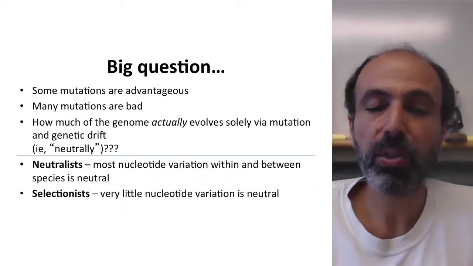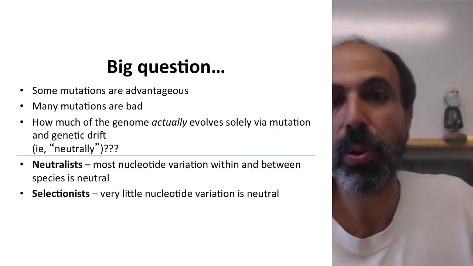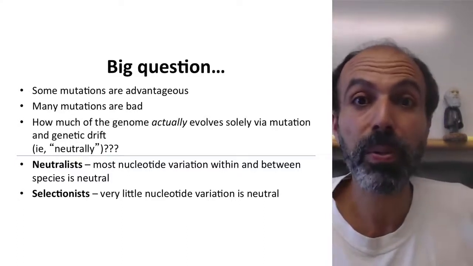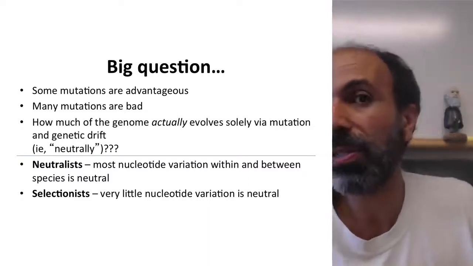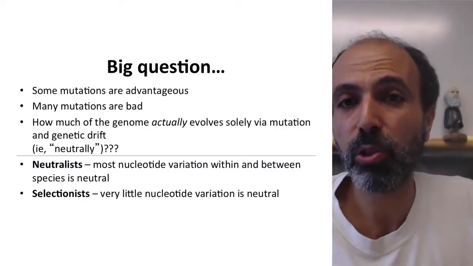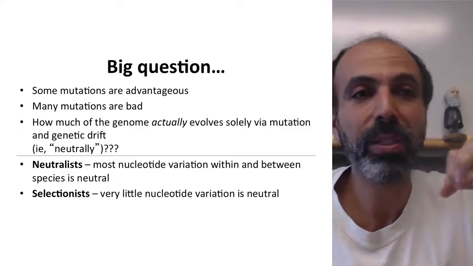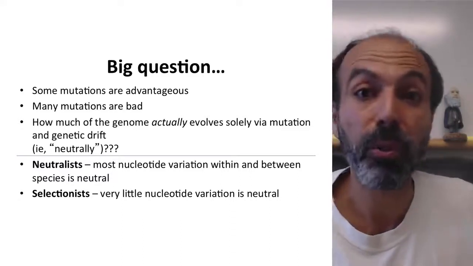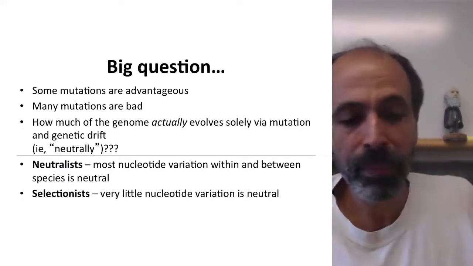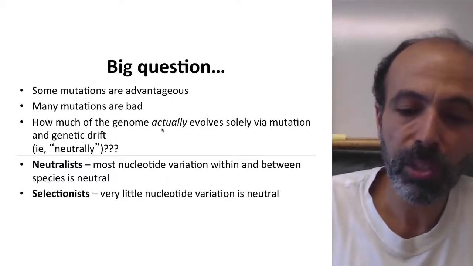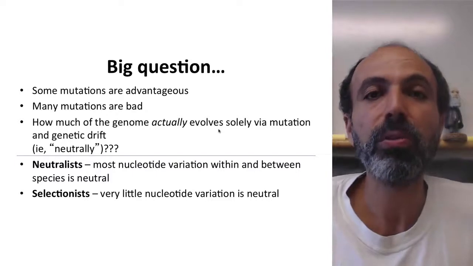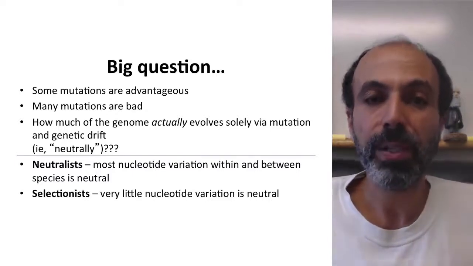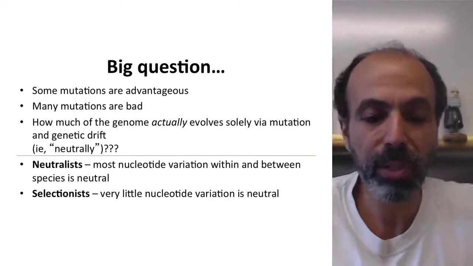Now, some mutations are advantageous, and we expect those to spread within species, and probably spread fairly quickly. Many mutations are bad, and even if they're bad, they may still be found in the population for a short period of time. You saw genetic drift in particular can allow some bad mutations to stick around for quite a while. So the question is, how much of the genome actually evolves solely by mutation and genetic drift in this purely neutral fashion, right? How much of this is actually being affected by natural selection?